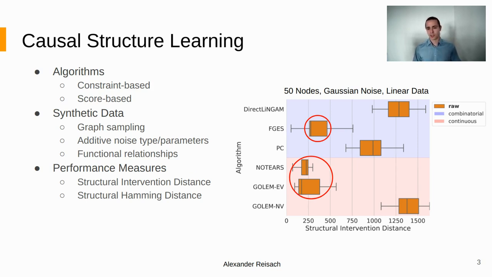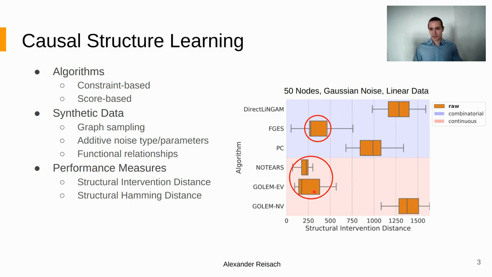What we can see on the right here is the structural intervention distance when trying to learn the underlying graph that characterizes the data generating process. The graph has 50 nodes, the additive noise is Gaussian and the functional relationships are linear. What we see on the y-axis are different algorithms, and over 10 repetitions, we can see that there are certain algorithms that give us something fairly close to the ground truth, at least much closer than some of the other algorithms.